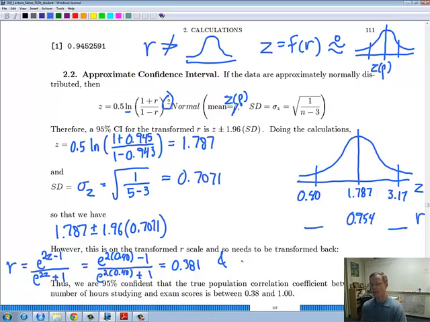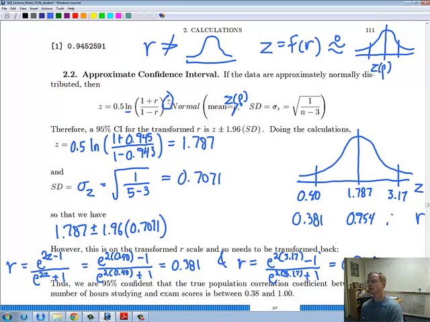And we're going to have r for the upper bound is e to the 2 times 3.17 minus 1 over e to the 2 times 3.17 plus 1. And that works out to 0.996. So when I come in then, I can put those numbers up, 0.381.